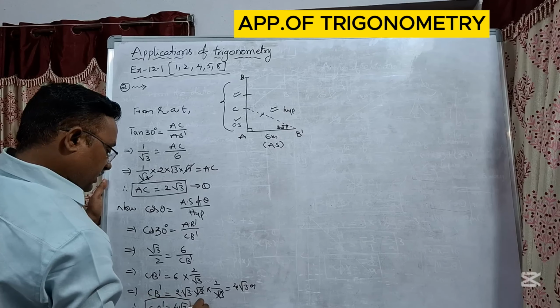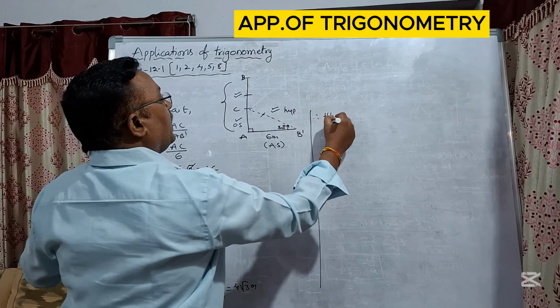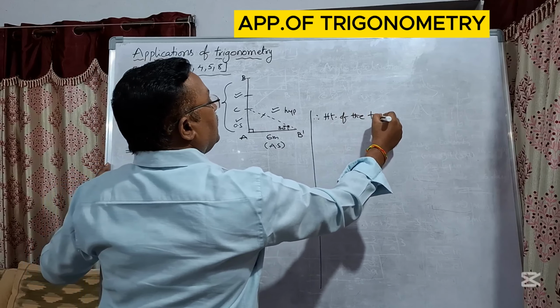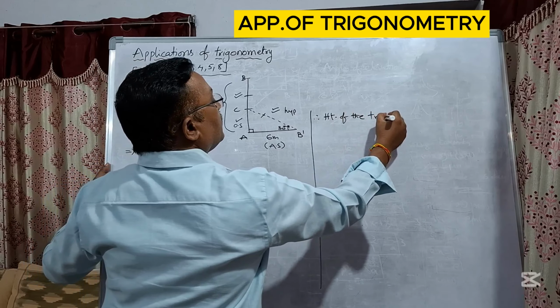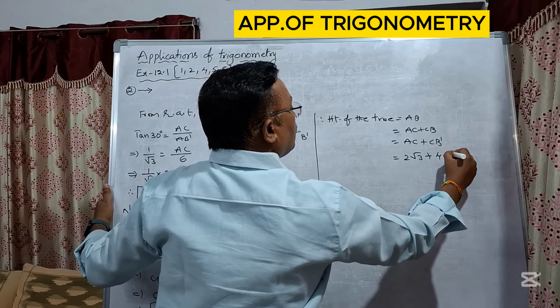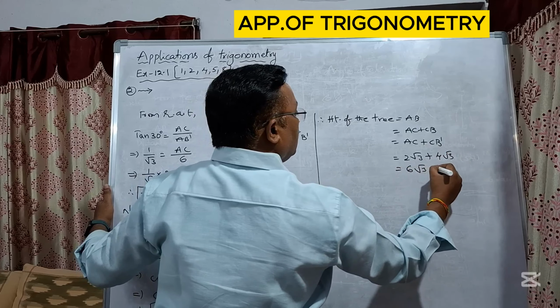But our required value is the height of the tree, which is nothing but AB, that is nothing but AC plus CB, that is nothing but AC plus CB dash. These two are equal parts after falling down. This is equal to the AC value, we got it as 2 root 3, plus the CB dash value, which comes as 4 root 3. This is equal to 6 root 3 meters. That's it.